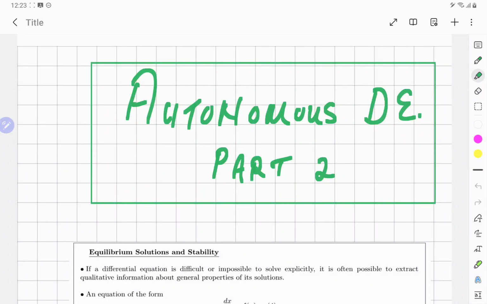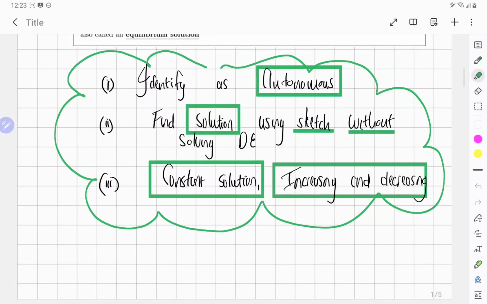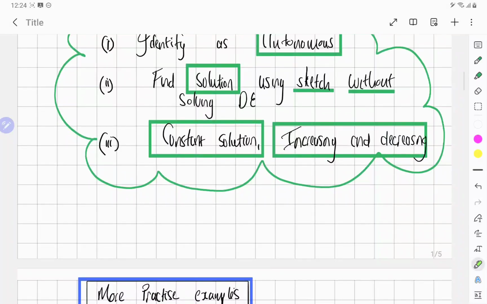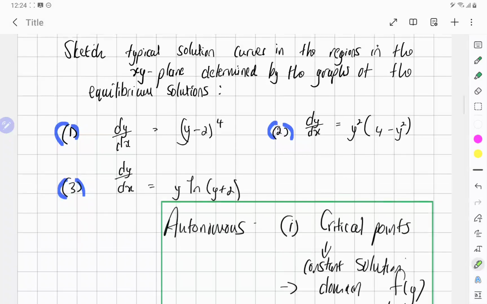We are doing autonomous differential equations part 2. From part 1, it's very important to identify whether or not a differential equation is autonomous. Secondly, for autonomous equations, we find the solution using a sketch, and we actually find the solution without solving the differential equation. And the last part, very important, we will find the constant or equilibrium solution, and we will check where the function is increasing or decreasing.